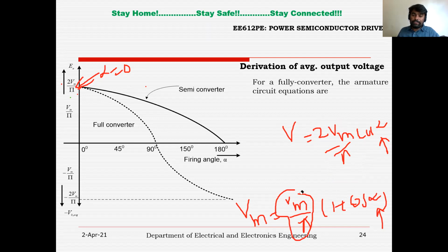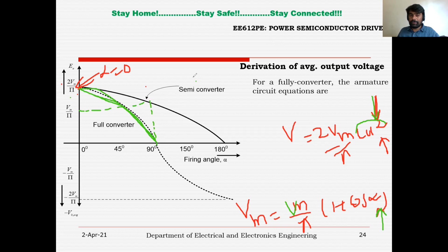Similarly, at alpha equal 90 degrees, cos 90, what happens? Cos 90 is 0. Right? So 0 multiplied by something will be 0. So you can see for a fully controlled converter, the curve will be something like this. Here, if you substitute alpha equal to 90 degrees, cos 90 is 0. 1 plus 0 into Vm by pi cos alpha. So we'll get half of the input voltage at alpha equal 90 degrees. This is for the semi-controlled converter.